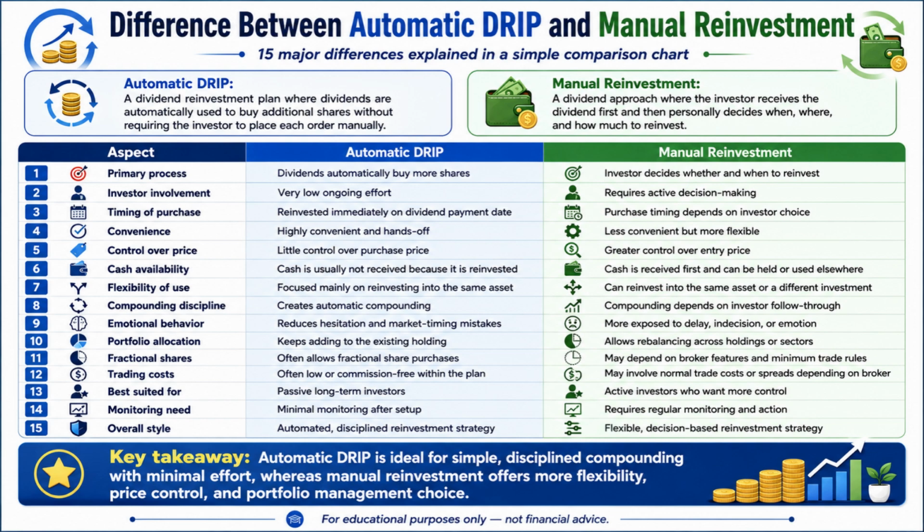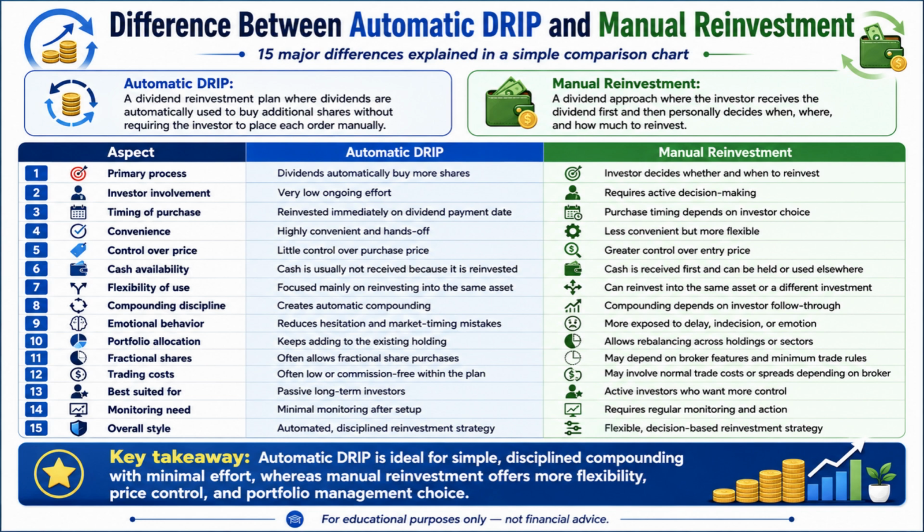In this video, we will discuss the difference between automatic DRIP and manual reinvestment. Number 1. Automatic DRIP means dividends are automatically used to buy more shares, whereas manual reinvestment means the investor personally decides whether and when to reinvest the dividend.